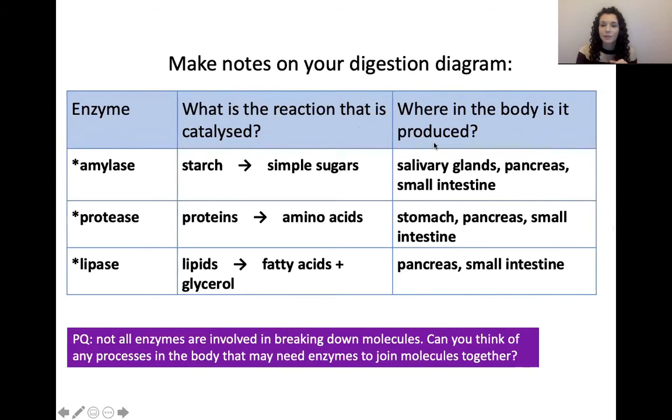And whereabouts in the body is it produced? So amylase is produced in the salivary glands, in the pancreas, and in the small intestine. Protease is produced in the stomach, in the pancreas and the small intestine. Because protease is produced in the stomach, it works at a really, really low pH. So protease is really interesting. It can work at a pH of 2 or 3 because the stomach is so acidic. And lipase is produced in the pancreas and the small intestine. Okay, so if you can make those notes from that table, if you can put those in or around your diagram, that would be fantastic.